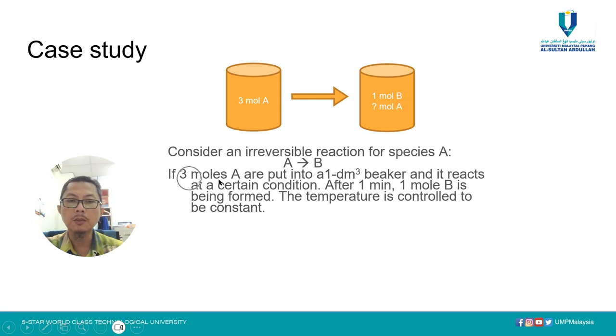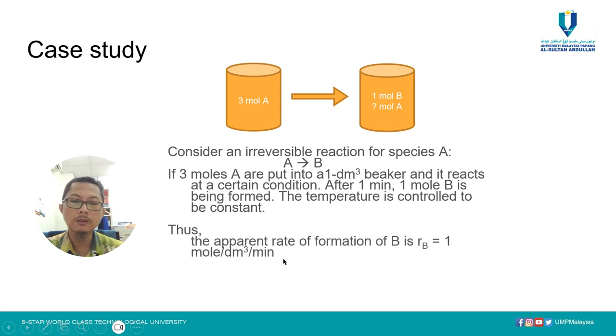Initially you have 3 mole of A in a 1 liter beaker. After a minute, 1 mole B is formed. Based on this stoichiometry, if 1 mole B appeared, there is only one reaction. That means 1 mole A has been used. So the apparent rate of formation of B is Rb equals 1 mole per liter per minute, because 1 mole B formed in 1 liter of beaker in 1 minute.